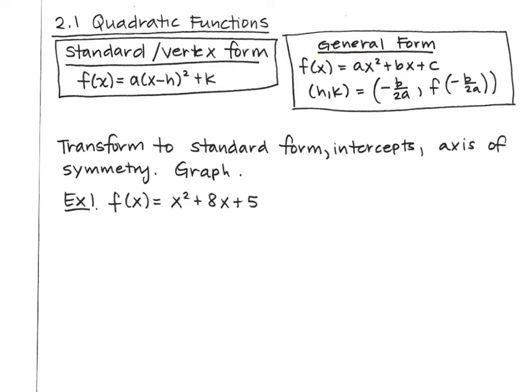General form according to your book is f of x equals ax squared plus bx plus c. And if you wanted, you could find the vertex h, k by using h equals negative b over 2a and then plugging that value back in to evaluate for k.